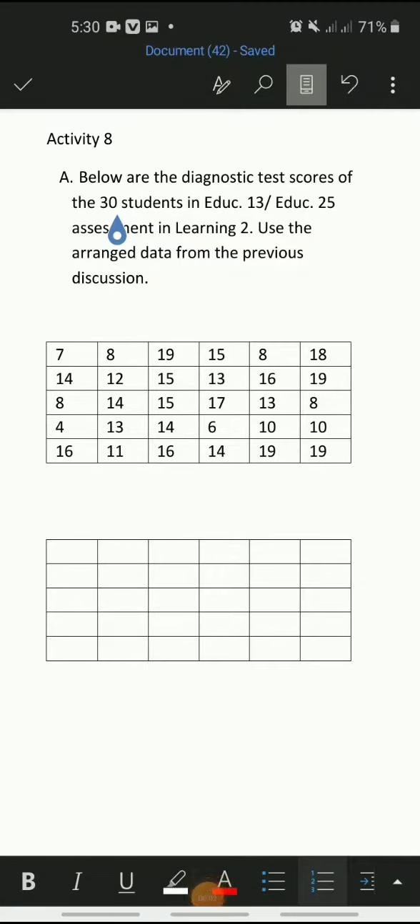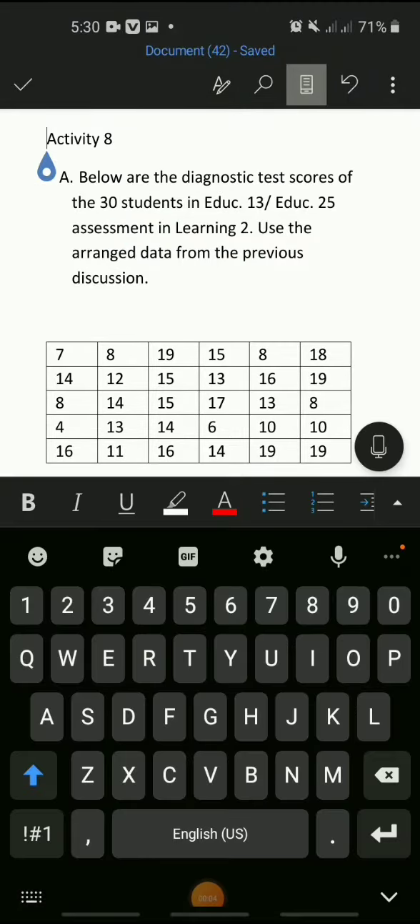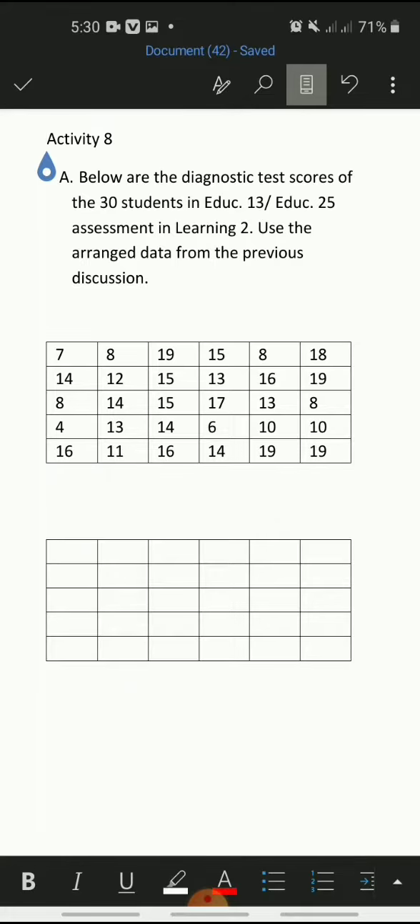Hi, good day. So I'm going to answer Activity 8. Since I don't have a laptop, I'm going to use my mobile phone.